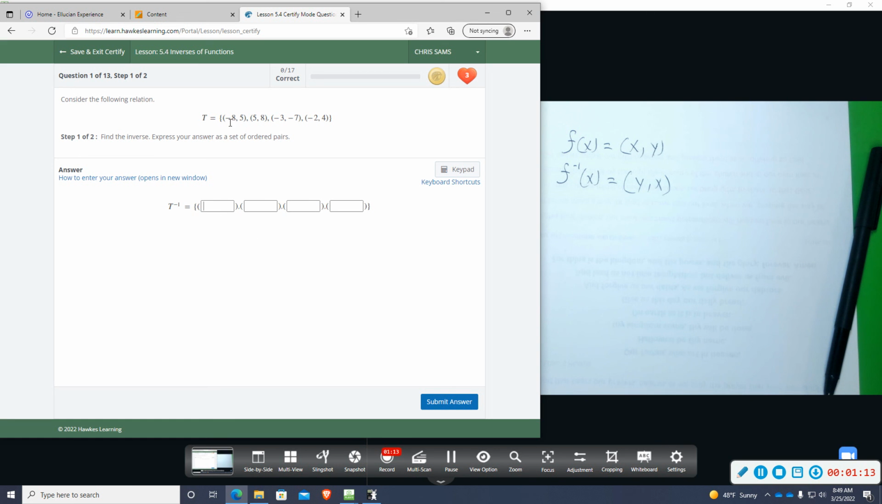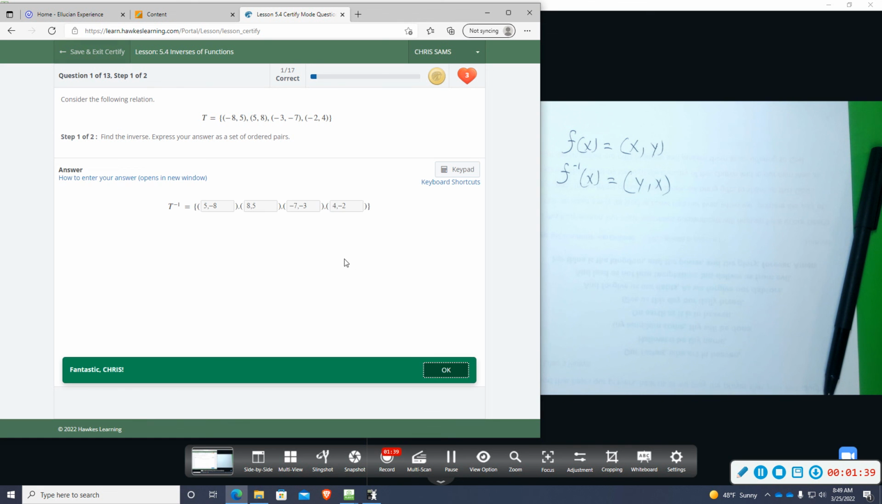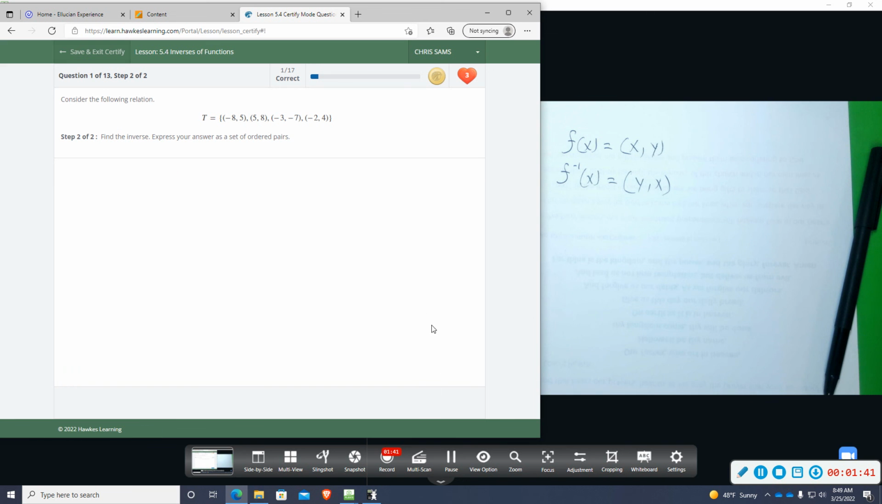Okay, so in this example, we're just going to change the order. So it's going to be 5, negative 8. And then we're going to have 8, 5. So I'm just taking each of these one at a time and switching the order. Negative 7, negative 3, and then 4, negative 2. So just switch the order.